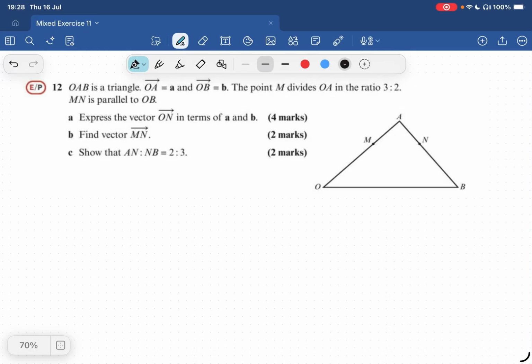Here we have a question so hard that Edexcel has, since 2020, had to remove this. Okay, so this is a question pre-2020. If you see this in your textbook, still very, very difficult question. Okay, so let's go through it.